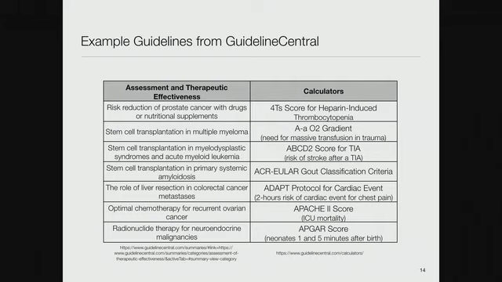And these are some of the examples. So risk reduction of prostate cancer with drugs or nutritional supplements, stem cell transplantation in multiple myeloma, stem cell transplantation in myelodysplastic syndromes and acute myeloid leukemia, et cetera. And then they also publish a bunch of risk calculators that say, I don't know what the 4T score is for heparin-induced thrombocytopenia, but there are tons of these as well.